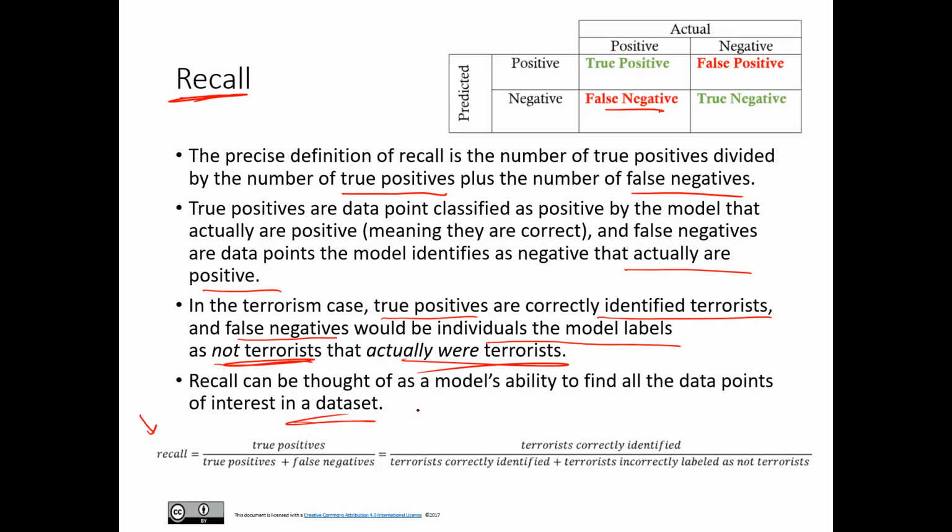Okay? Sometimes just looking at the equation is a little bit better. So the true positives, false negatives, and the true positives. So a very intuitive way of understanding recall is that you have terrorists correctly identified and terrorists incorrectly labeled as non-terrorists. And then these are the terrorists that are correctly identified, okay? So that's your recall there. All right.